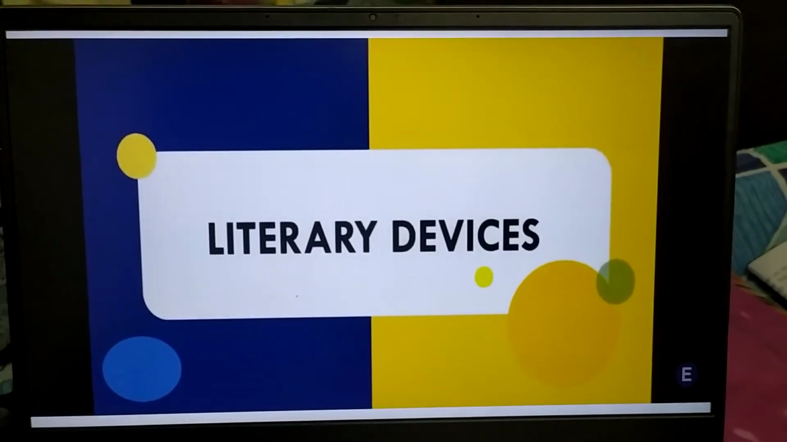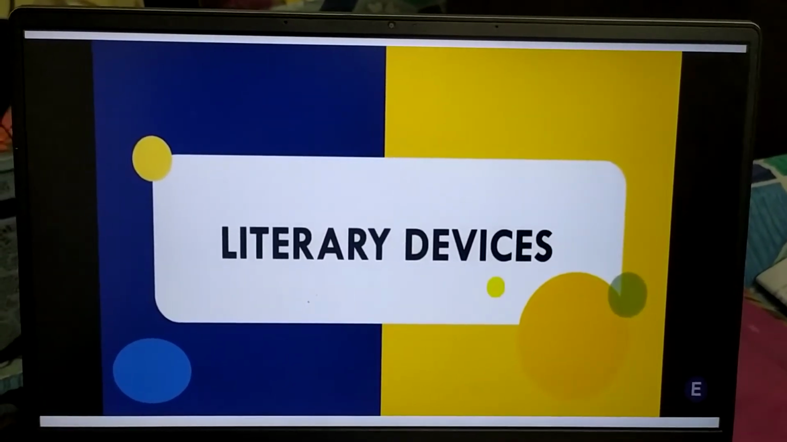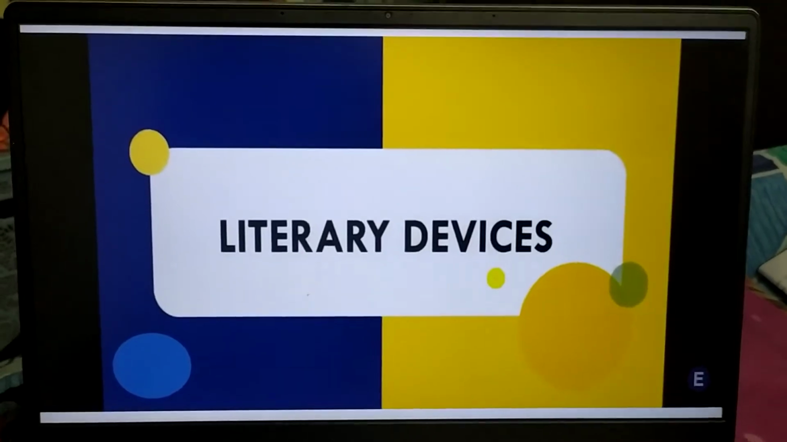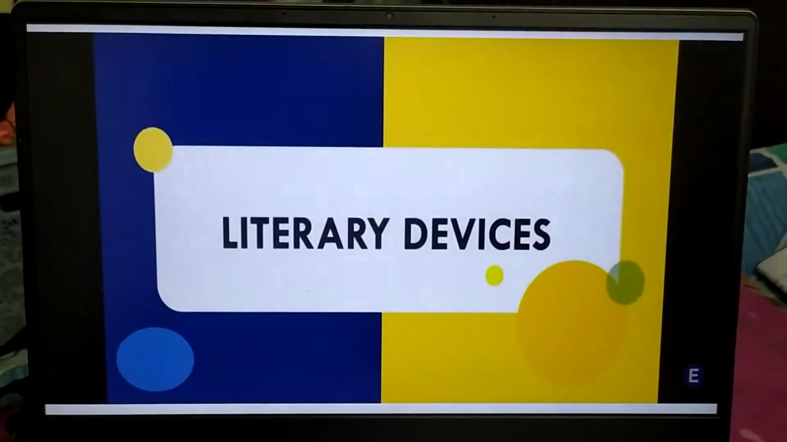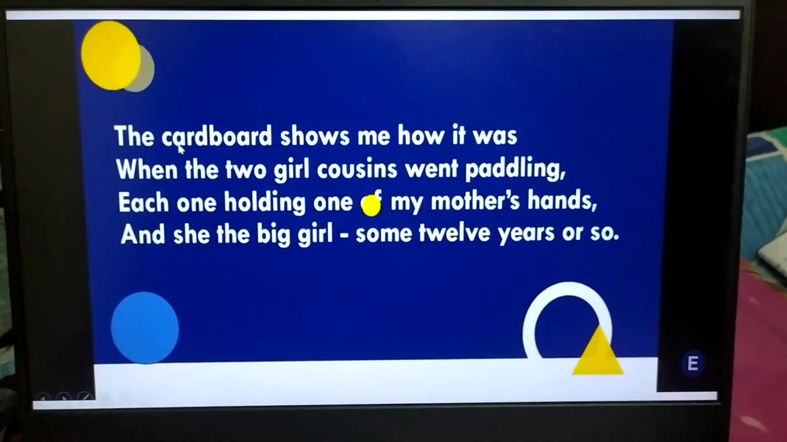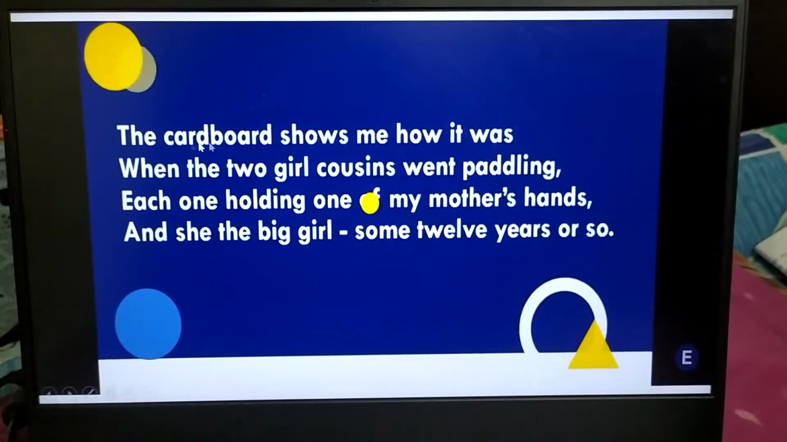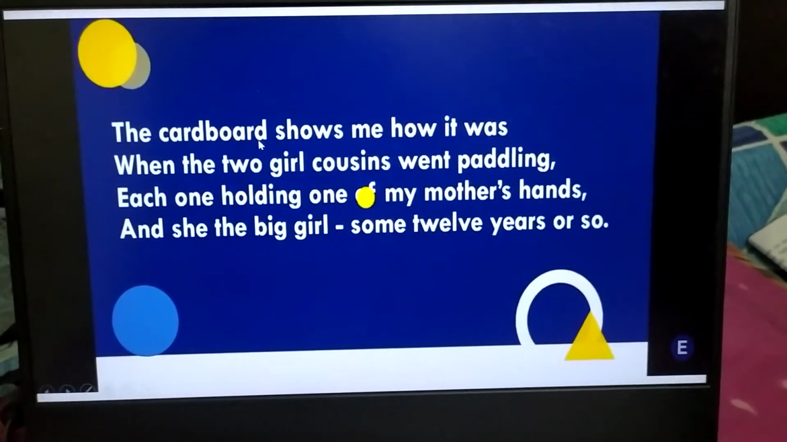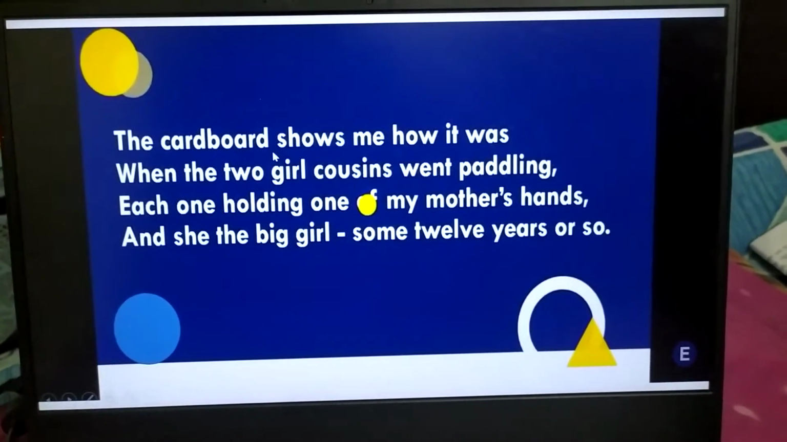Now let us discuss the literary devices that are used by the poet in this particular poem. We take it stanza wise. On the word cardboard, there is usage of metaphor. It refers to the photograph. It is metaphoric of the photograph.